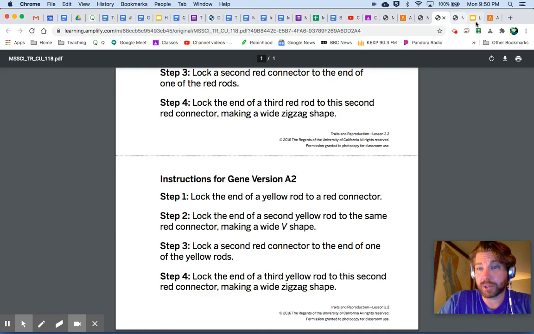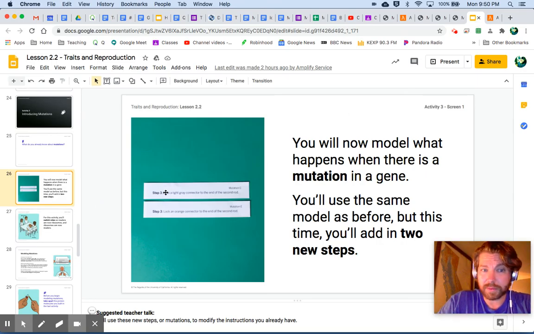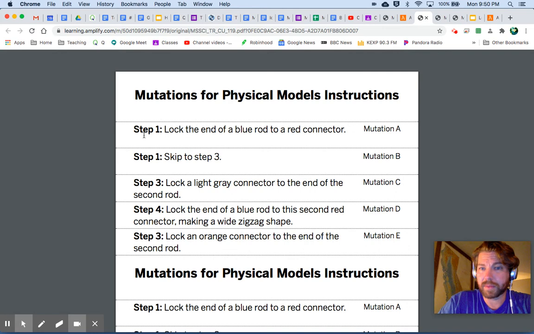Here's how we are showing mutations. You would have received another strip of paper, and it would have had a step on it. Here are the mutations. You may have had any one of these, mutation A, B, C, D, or E. You would have only gotten 1 strip of paper. Whichever step it says on it, step 1, 3, or 4, you would have taken that strip of paper and placed it over that step. So you no longer would have done the original step. You would have done one of these for whichever step is labeled step 1, 3, or 4.